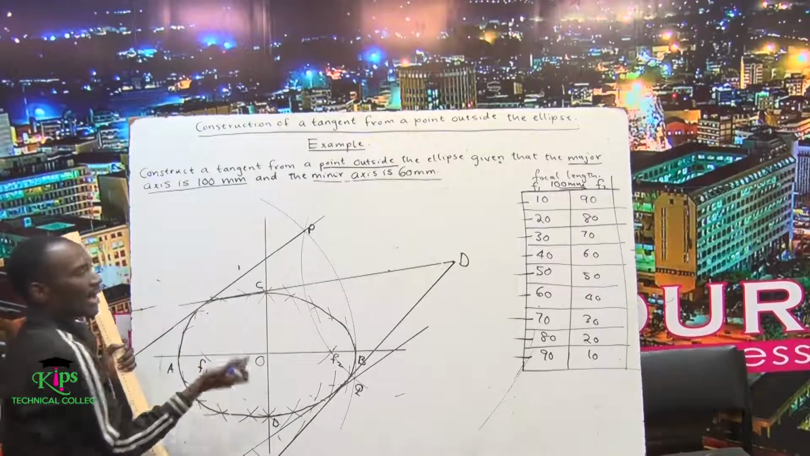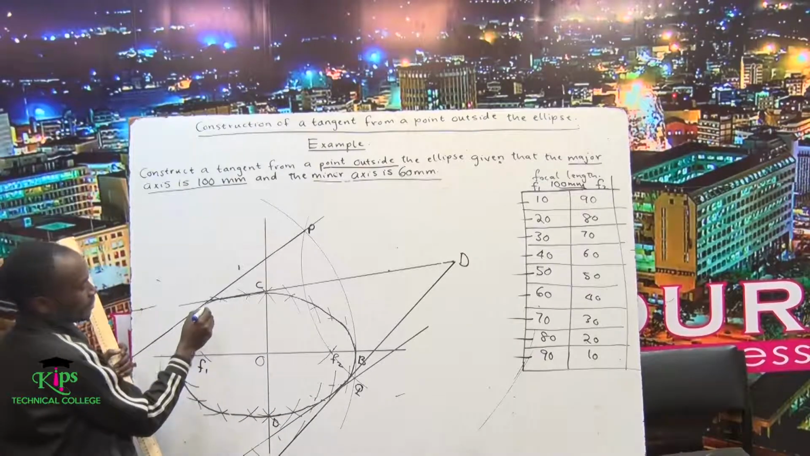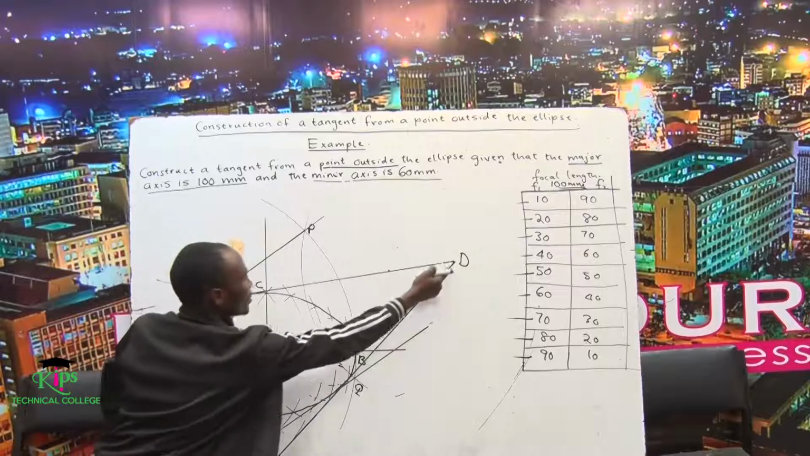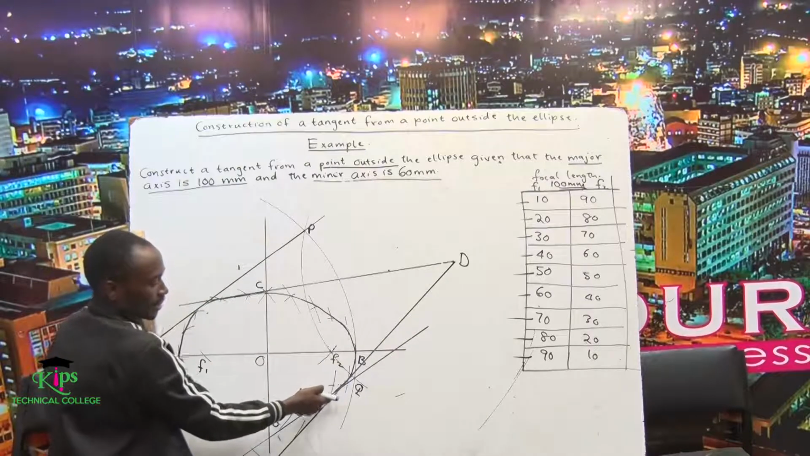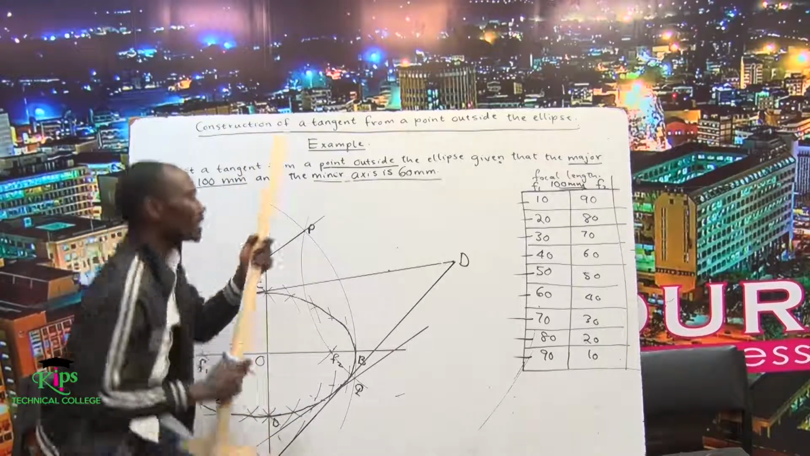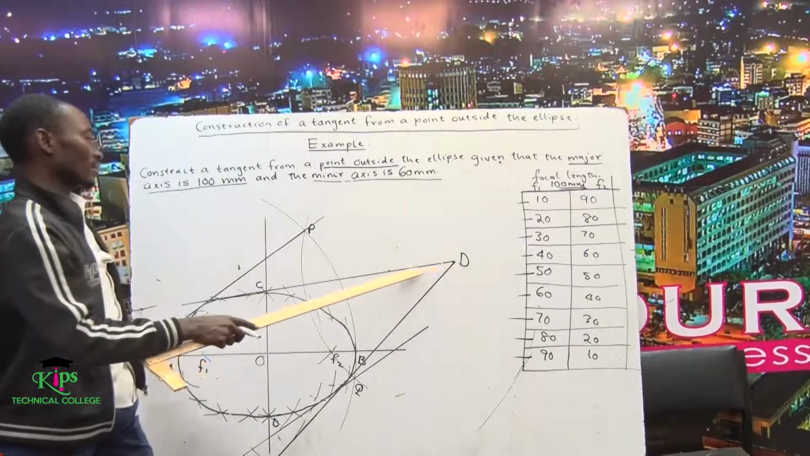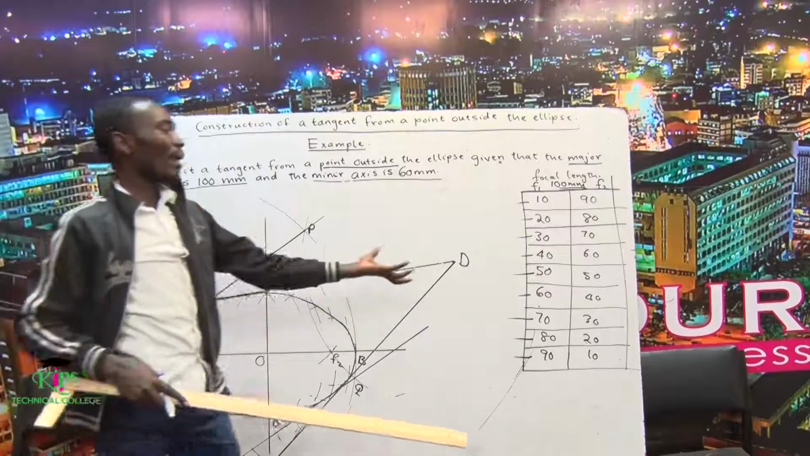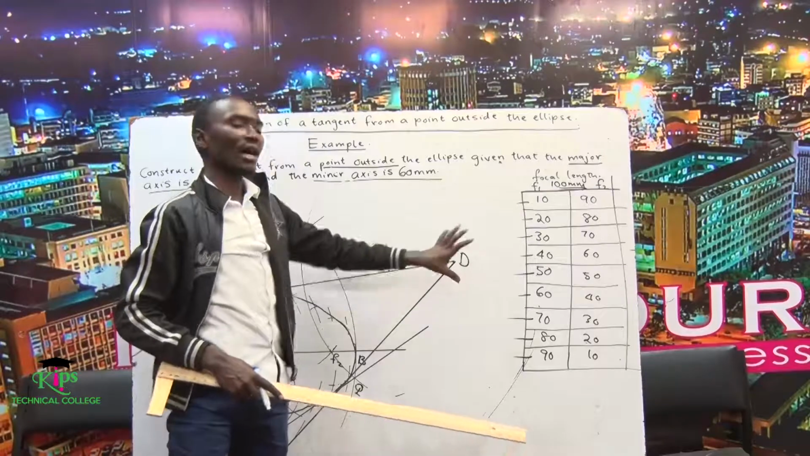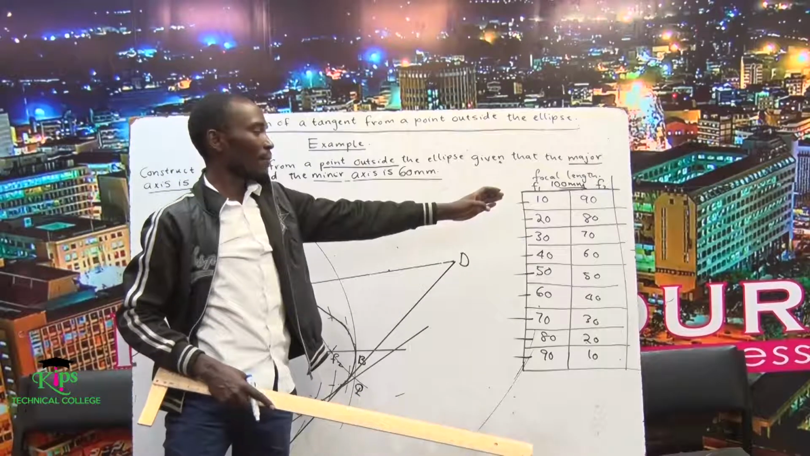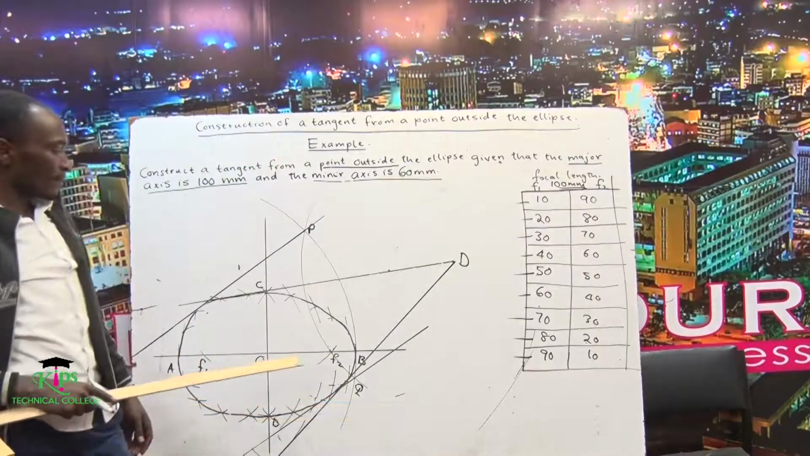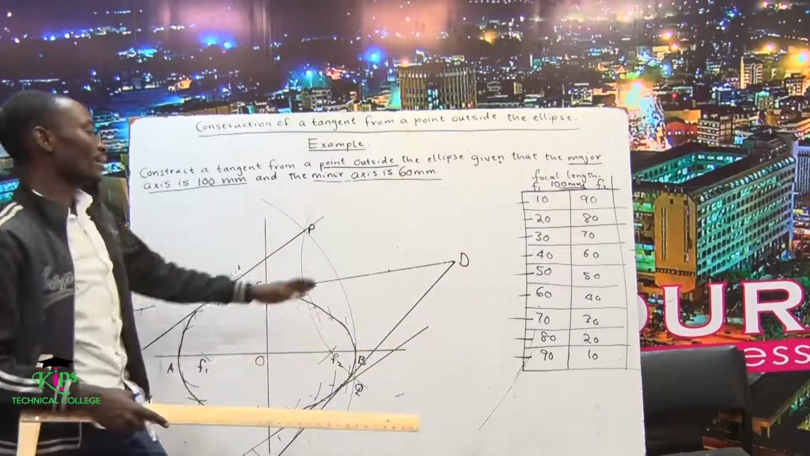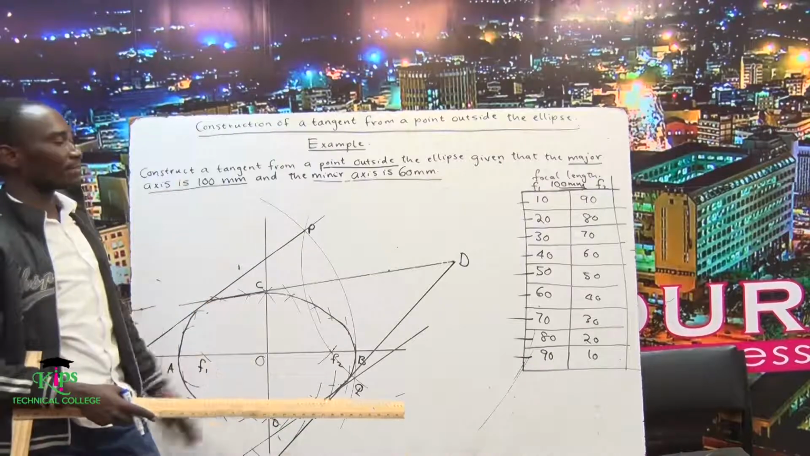So you can see now these are our tangential lines. This line is a tangential line, and this line, which is touching the surface of the ellipse, is also a tangential line. So here we have two tangential lines, this one and this one. You can see that our point, point D, is somewhere outside, and we have drawn lines touching the surface of this ellipse.